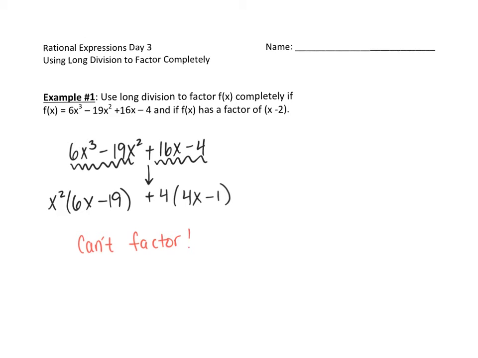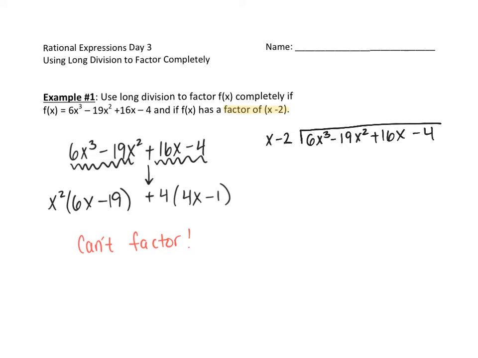So in order to do this, they have to give you this information here. They have to tell you that x minus 2 is a factor. So since yesterday we learned that if x minus 2 is a factor, the remainder must be 0. So let's go ahead and actually do that long division. So the x minus 2 can go on the outside, and then we have 6x to the third minus 19x squared plus 16x and then minus 4.